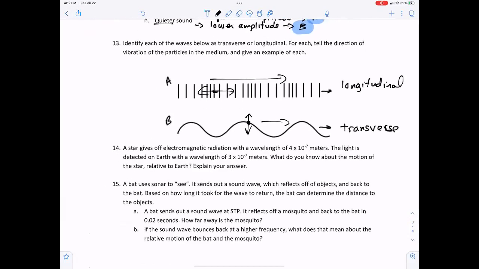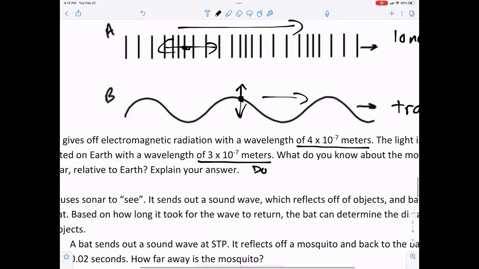Okay, number 14. A star gives off electromagnetic radiation, that means light, with a wavelength of 4 times 10 to the negative 7 meters. The light detected from Earth is about 3 times 10 to the negative 7. What do you know about the motion of the star relative to Earth? Explain your answer. Well, ladies and gentlemen, this is a Doppler effect problem.